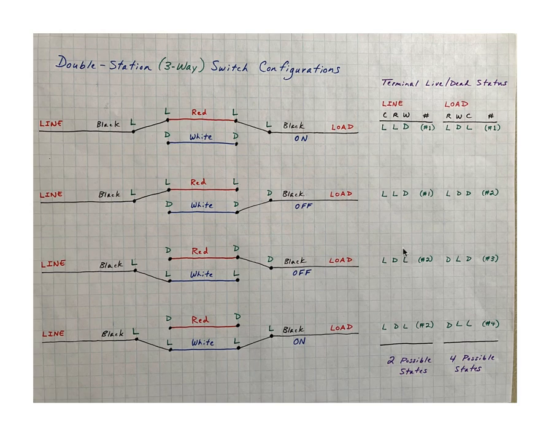And you'll also see that I refer to these things called live dead states. On your line side, you have only 2 possible states, live, live, dead, or live, dead, live. And you can see that over here, live, live, dead, and then live, dead, live. On your load side switch, you can have 4 possible live dead states. They're mentioned here. You see them here, and you see them over here on the actual switch. It's the same thing. So that's what you're dealing with, my double station switch, or what you would call 3-way.